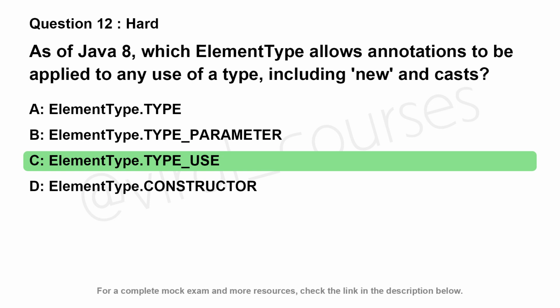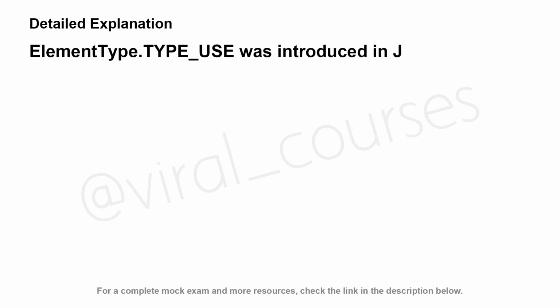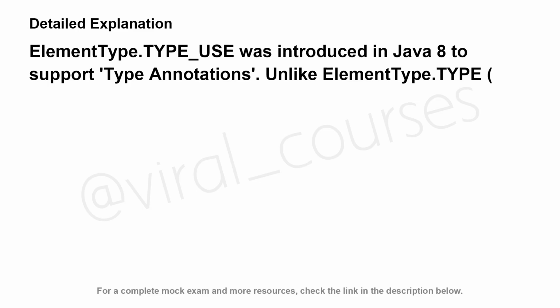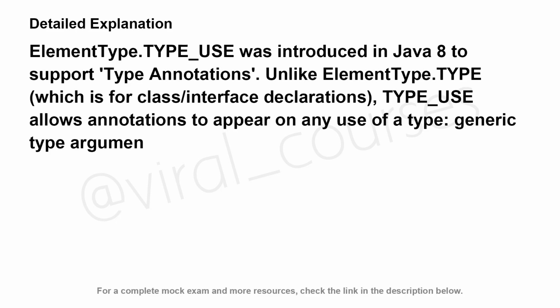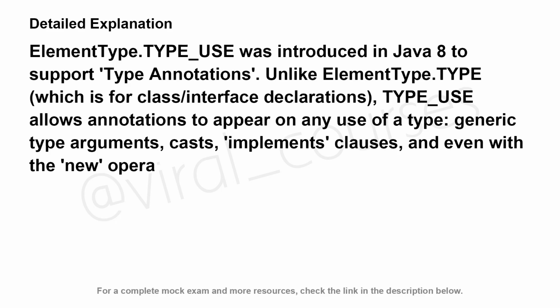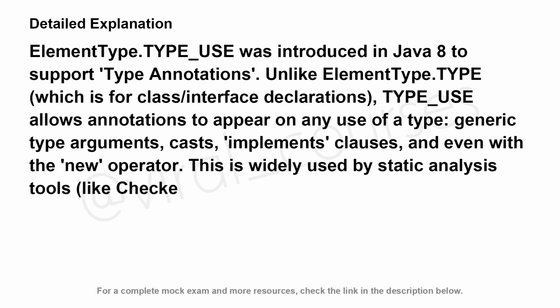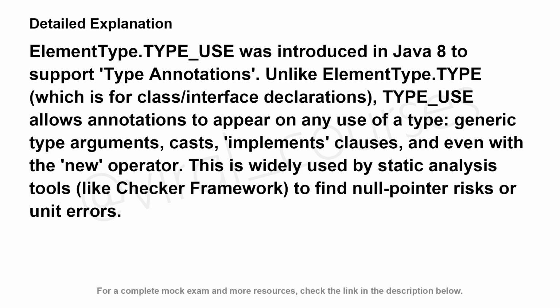The correct answer is C. ElementType.TYPE_USE was introduced in Java 8 to support type annotations. Unlike ElementType.TYPE, which is for class and interface declarations, TYPE_USE allows annotations to appear on any use of a type: generic type arguments, casts, implements clauses, and even with the new operator. This is widely used by static analysis tools, like the Checker Framework, to find null pointer risks or unit errors.